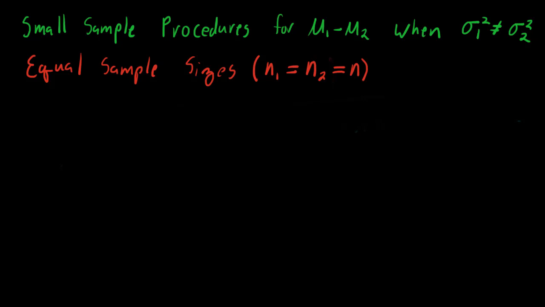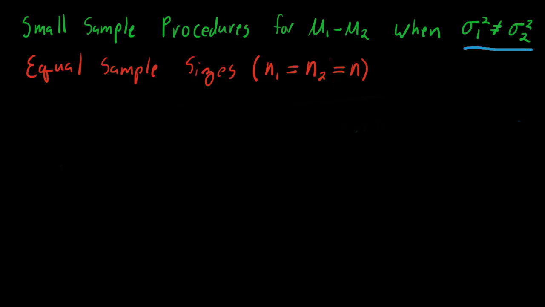In previous videos, we walked through the small sample procedures for mu1 minus mu2, but we made the assumption that sigma 1 squared was equal to sigma 2 squared. We cannot always necessarily make that assumption. So in this video, we're going to walk through what we can do when we don't make the assumption that sigma 1 squared is equal to sigma 2 squared. So when sigma 1 squared and sigma 2 squared are not equal.